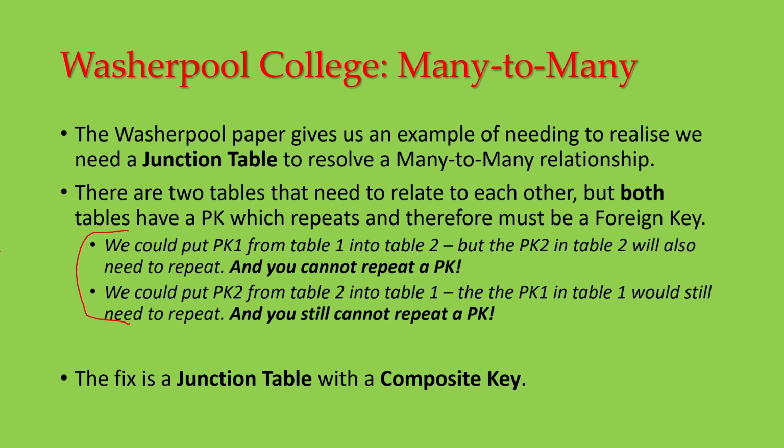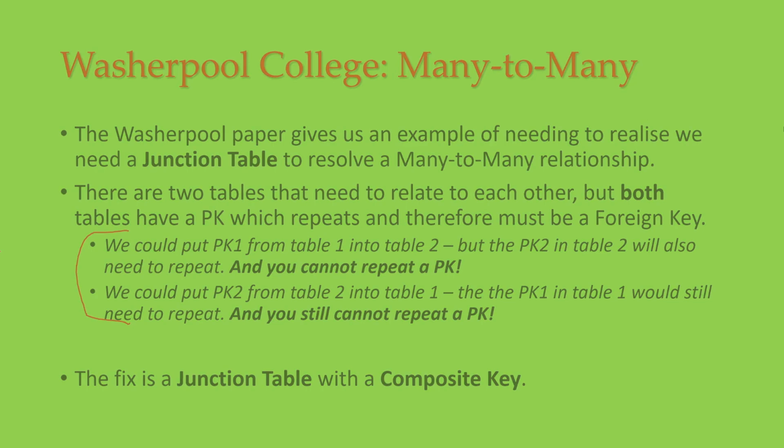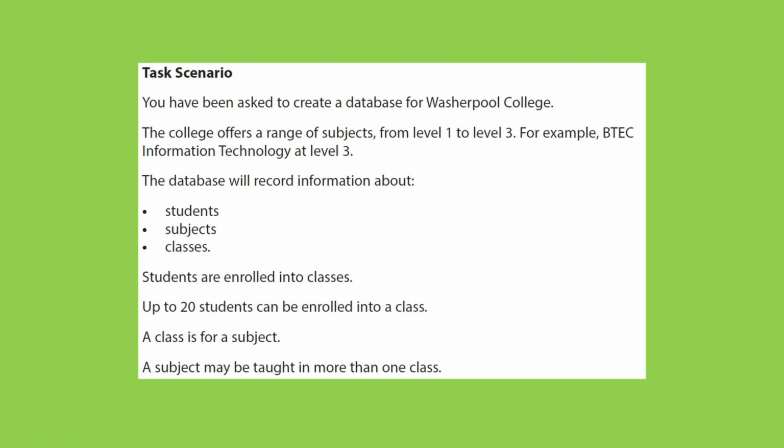The secret is a junction table with a composite key. The junction table needs to be made to house the composite key. So you have your two original tables, which are a many-to-many relationship, and you make a third table that is necessary to put in both many sides at once. Both many sides are two foreign keys, and because in this exam you can't invent your own attributes, you've got to only use what they give you. If they don't give you a primary key for the junction table, you've got to make a composite key. Very easy, very straightforward. So here is the task scenario for Washerpool College.